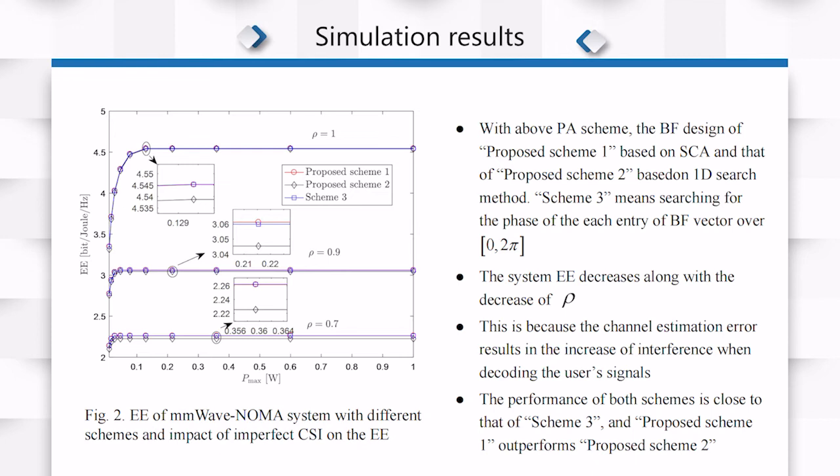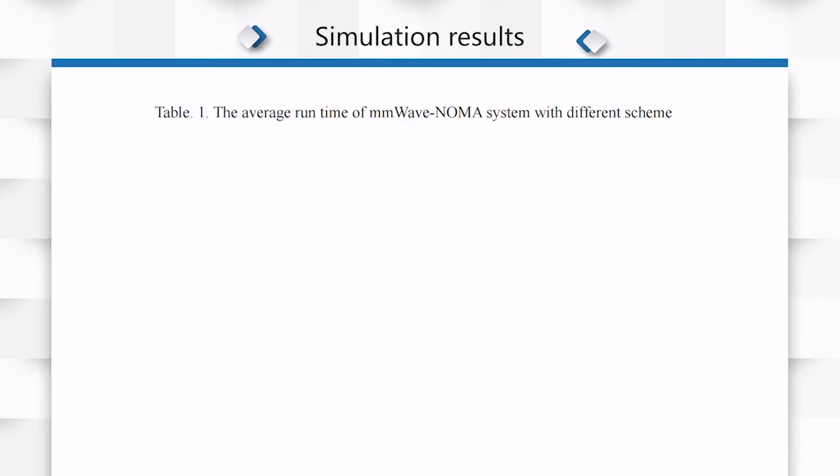You can see from the figure that the system EE decreases along with the decrease of rho. This is because the channel estimation error results in the increase of interference when decoding the users' signals. The performance of both proposed schemes is close to that of scheme 3, and proposed scheme 1 outperforms proposed scheme 2.